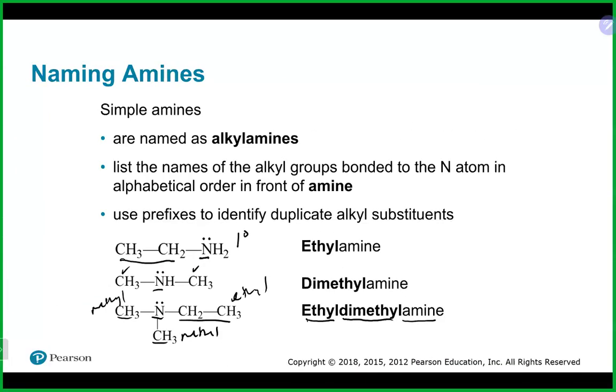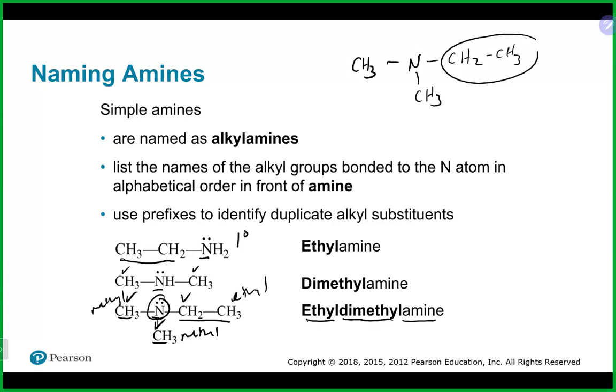The bottom one is tertiary because this nitrogen is attached to 1, 2, and 3 carbons. We do this because we're doing almost like a common name for these. So what we're looking for is the carbon groups that are directly attached to the nitrogen. In this case, that's an ethyl group, a methyl, and a methyl group attached there. And then we put it in alphabetical order. Since we have 2 methyls, we also use the prefix dimethyl. Other questions?